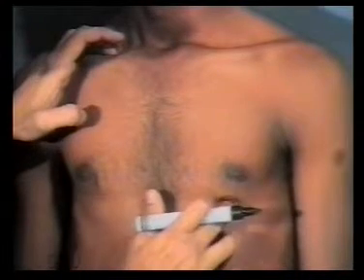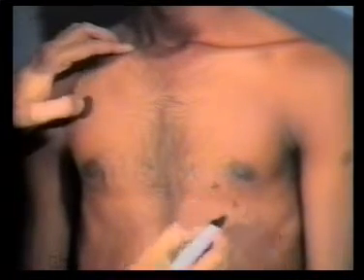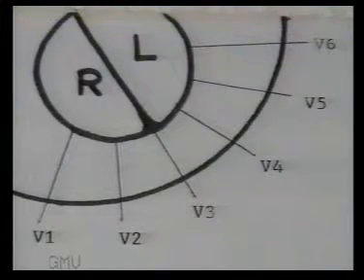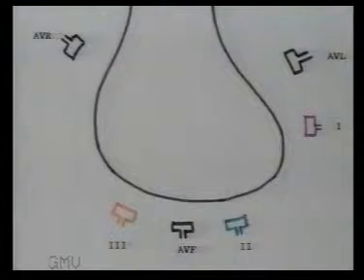Mark V4 in the mid-clavicular line in fifth intercostal space. The point midway between V2 and V4 is V3. Now mark V5 and V6 in the same horizontal level as V4 in the anterior axillary line and mid-axillary line in the 6th and 7th intercostal spaces respectively. Thus we have 6 standard chest leads, and this is a diagrammatic horizontal cross section of the chest. Observe that the leads V1 and V2 face the right ventricle, V3 faces the interventricular septum, and V4, V5 and V6 face the free wall of the left ventricle.